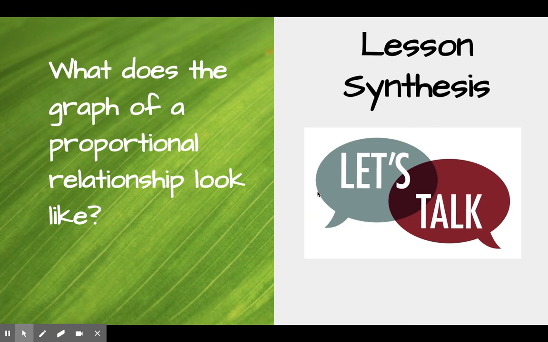So let's just talk really quickly. So what does the graph of a proportional relationship look like? We talked about it again. We said there were two requirements. I would love for somebody to unmute and share what the answer is to this question.